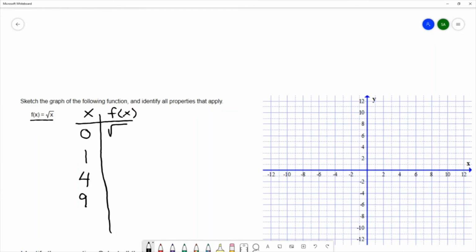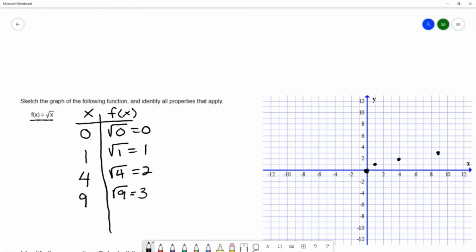The square root of 0 is 0, square root of 1 is 1, square root of 4 is 2, and square root of 9 is 3. I have some ordered pairs. I have (0, 0), (1, 1), (4, 2), and (9, 3).